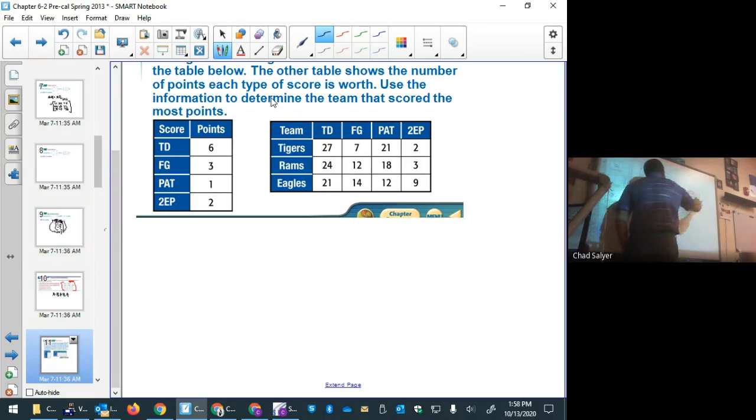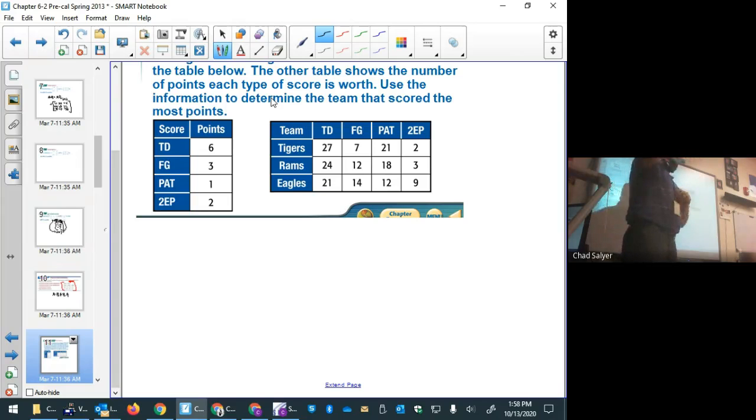So here we've got a list of scores for 3 teams. These are the top 3 teams in some imaginary conference. 27-7, 21-2, 24-12, 18-3, 21-14, 12, and 9. That was touchdowns, field goals, point after, and 2-point conversions, respectively, for those 3 teams.